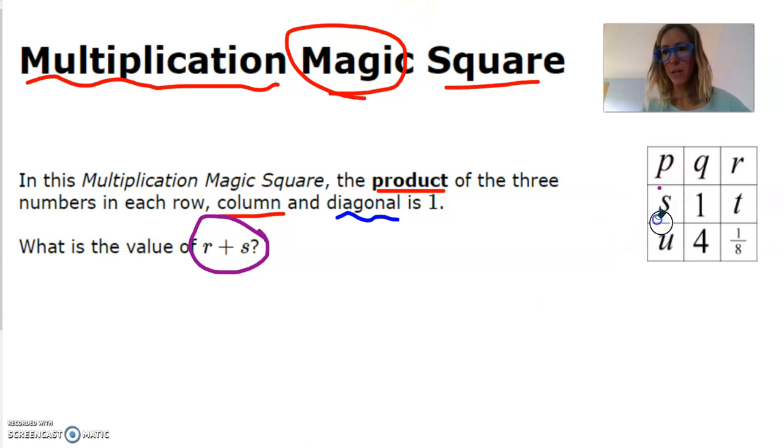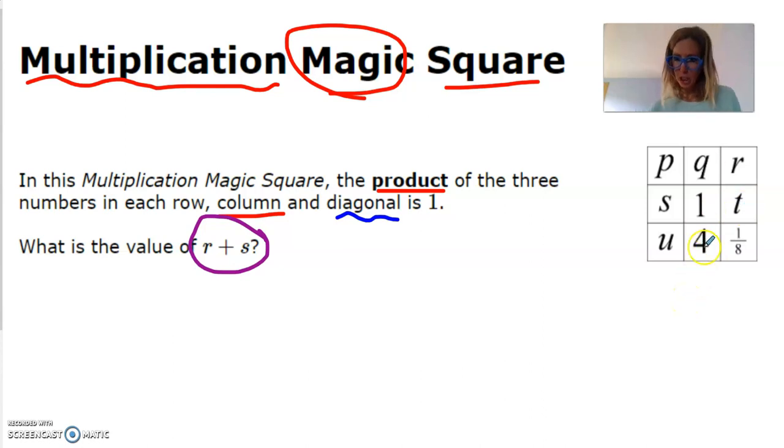Okay, let's see if we could start with R. If I go to R and check out the row, it doesn't give me any numbers there. If I check out the column, it just gives me 1 number, and then I don't know what T is. If I go to the diagonal, oh my gosh, it only gives me 1 number. What do I do? Well, I have an idea. That means I should not start by finding the value of R or S. I'm going to have to start by finding the value of some other variable.